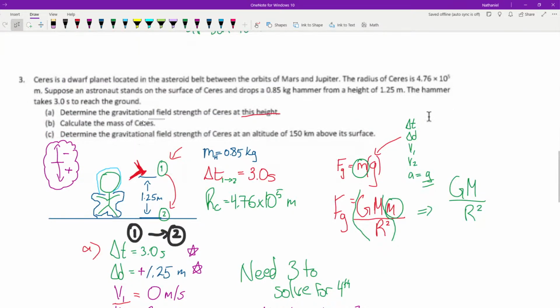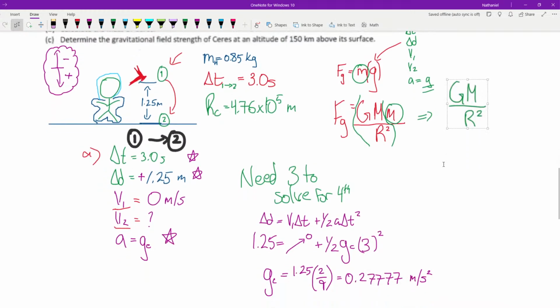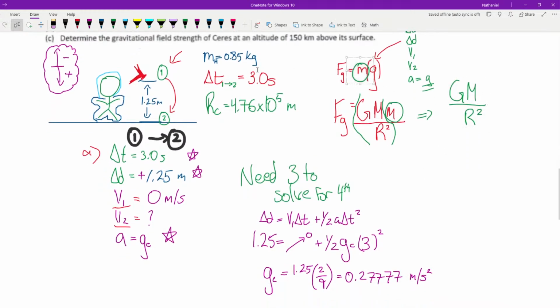Calculate the mass of Ceres. Okay, so now this is where we go to this question. I had the mass of the hammer that was experiencing this G value, so then I can tell you the force that it was experiencing, and then I can use the other equation for force and solve for M. Or I could use G is equal to this. So let's just do that. Let's say GC is equal to G capital M, the mass of Ceres, over R Ceres squared. And we have now all of them.